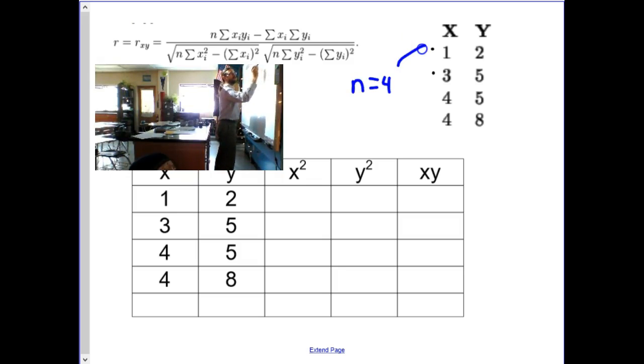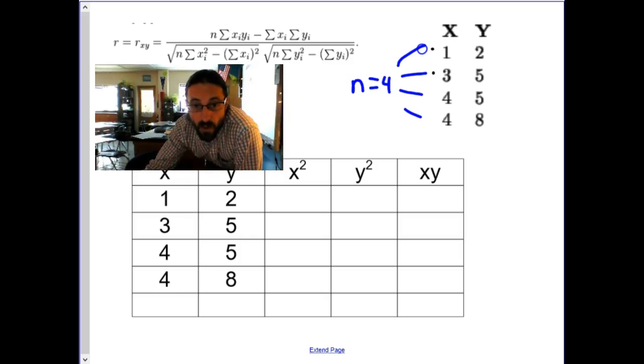1, 2, 3, 4 data points. Each point has an x and a y coordinate. And what we need to do is we're going to get a lot of sums of things. So again, when you look at this formula, it looks really crazy. It's not so bad.